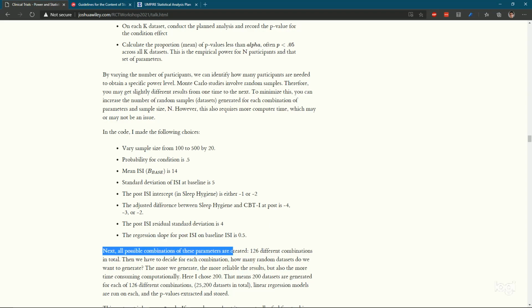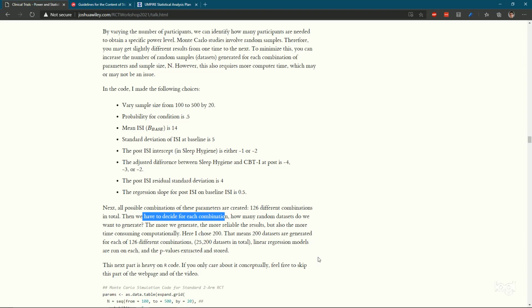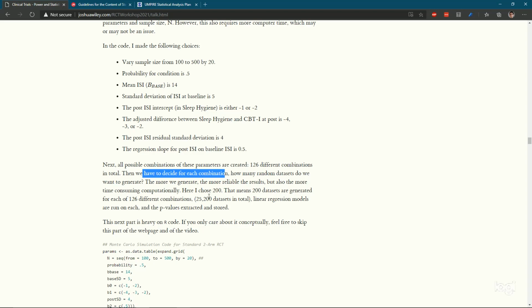Next, we create all possible combinations of these parameters, and that gives us 126 total different combinations. Most of those, we get 6 here because of these two parameters, but the rest of them come because we're varying the sample size. Then we have to decide for every combination how many random data sets we want to generate. The more we generate, the more reliable the results, also the more time-consuming computationally. Here, I'm going to choose 200 different random data sets for every combination.